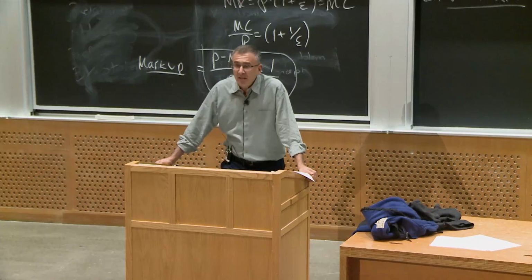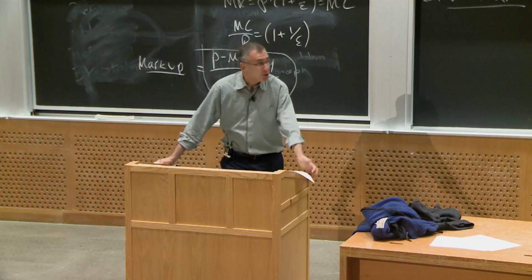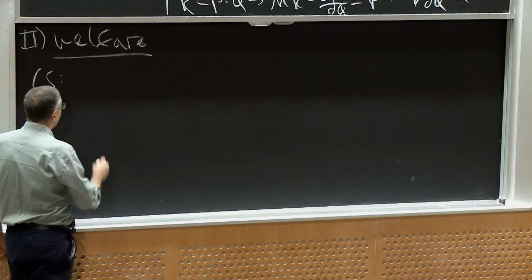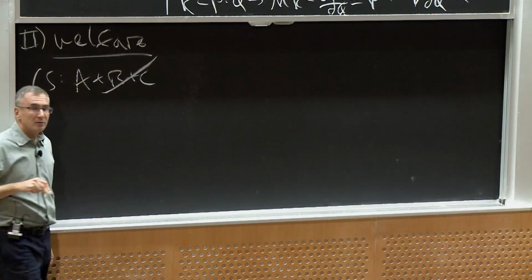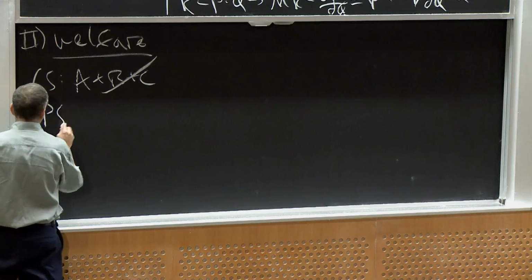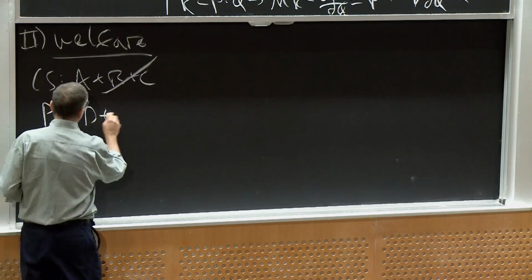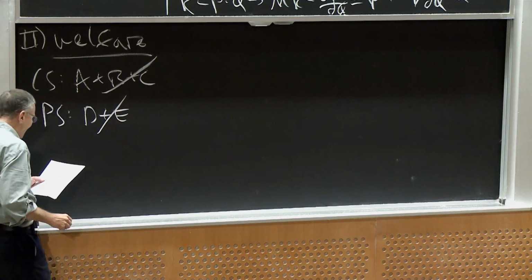Now, in the monopoly case, what has happened to consumer surplus? It has fallen from A plus B plus C to just A. What about producer surplus? Producer surplus in the competitive case was just D plus E. Well, now what is it? Well, they lose E, but they gain B.